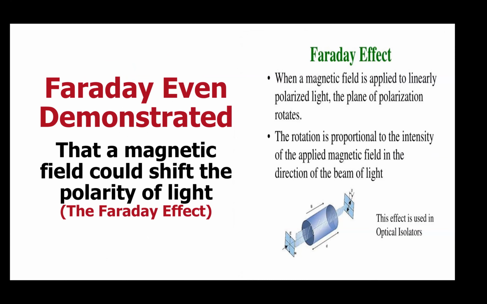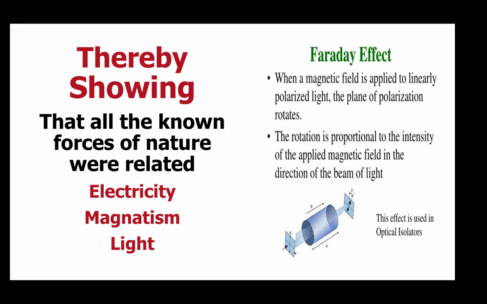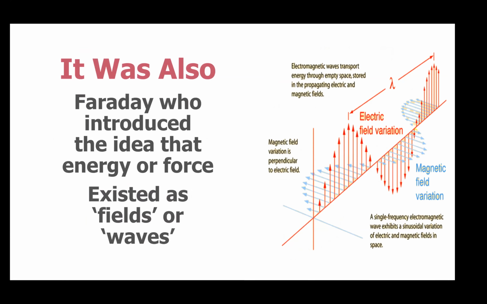Faraday even demonstrated that a magnetic field could shift the polarity of light. It's called the Faraday effect. If you've seen any of these really expensive windows that you can actually make opaque or transparent by throwing a switch, that's the Faraday effect. Thereby showing, through the Faraday effect, that all of the known forces in nature at the time, electricity, magnetism, and light, were related to each other.